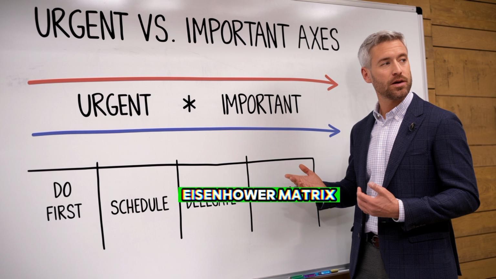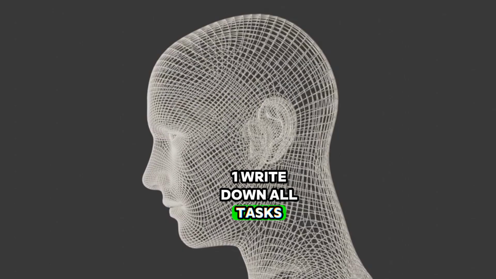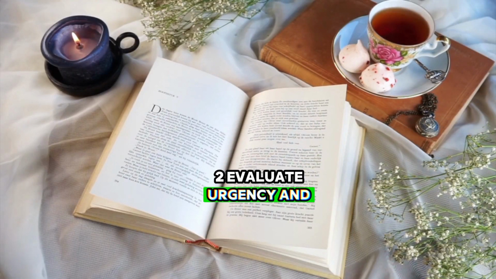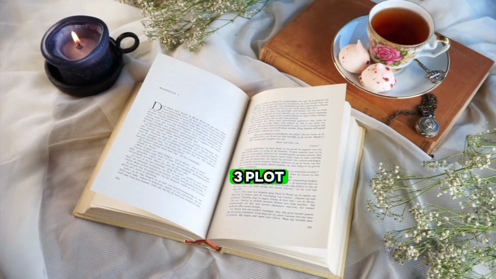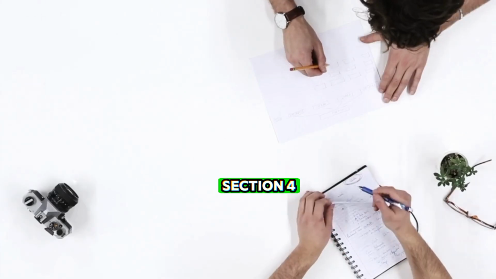How to use the Eisenhower Matrix. Here's how to apply the matrix to your tasks. 1. Write down all tasks. 2. Evaluate urgency and importance. 3. Plot tasks on the matrix. 4. Prioritize accordingly.